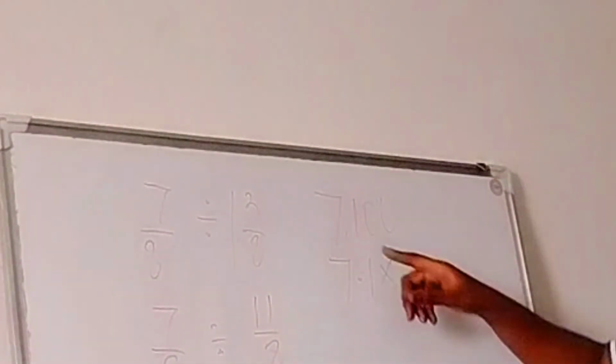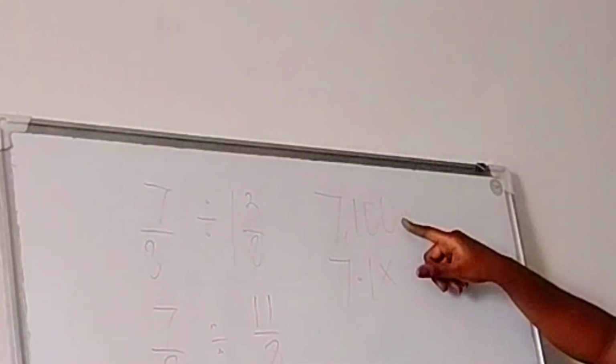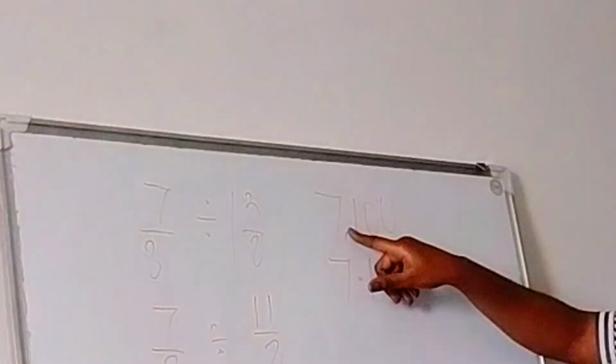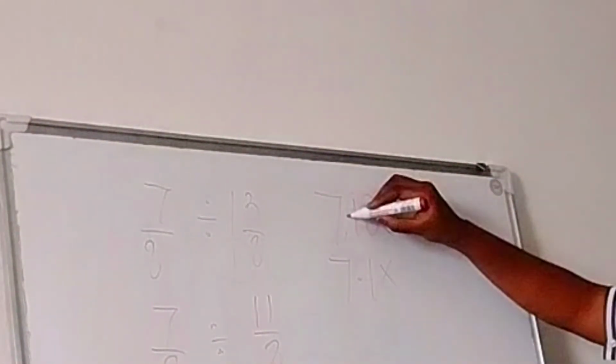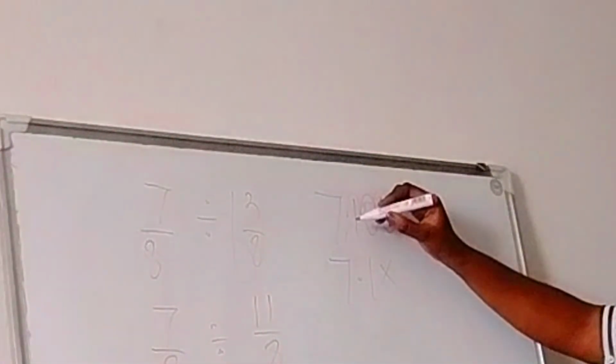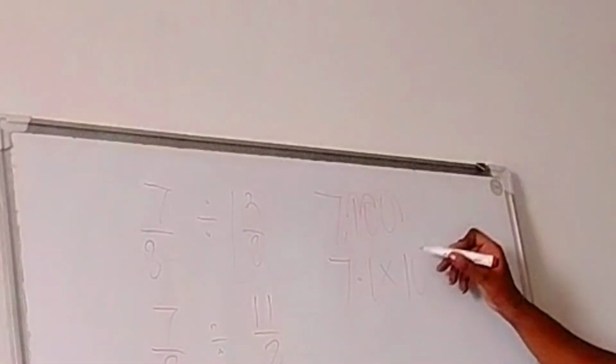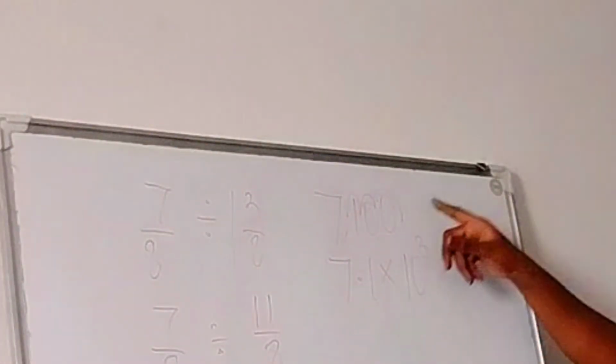Okay, so let's try 7.1. If we have 7.1, we need to count how many decimal places got us to 7.1. So let's count together. 1, 2, 3. So we went backwards, so we say 10 raised to the power 3. 7.1 times 10 raised to the power 3. If we counted forward, we would have used minus. So what's the answer? Do we have it there? Yes. C.